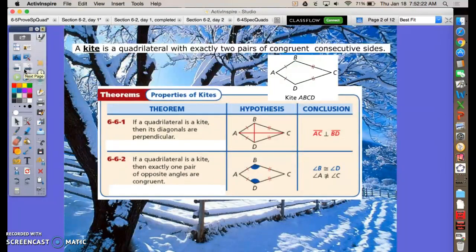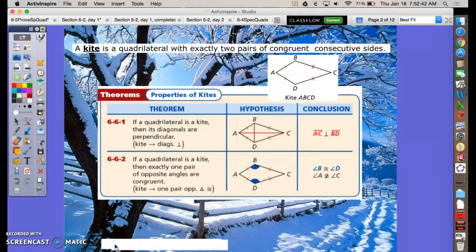So a kite's definition is that it is a quadrilateral with exactly 2 pairs of congruent consecutive sides. So there are 2 sides that are congruent to each other, and they are right next to each other. And then another 2 sides are congruent to each other, and they are right next to each other. And we have some properties about kites. We know that if a quadrilateral is a kite, then its diagonals are perpendicular. We also know that if a quadrilateral is a kite, then exactly 1 pair of opposite angles are congruent.